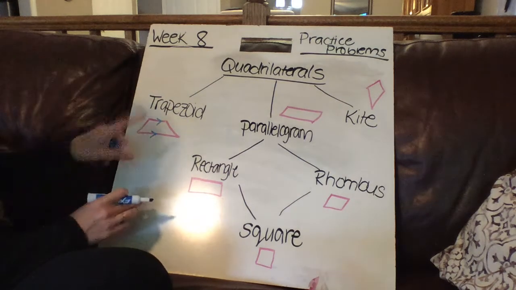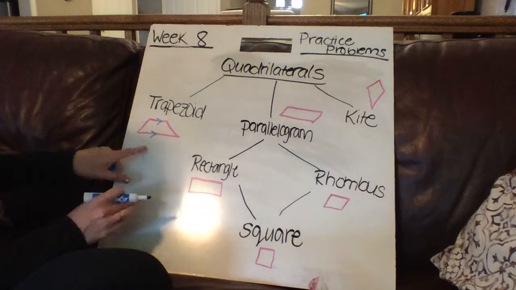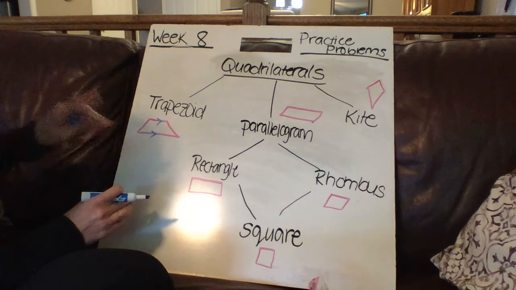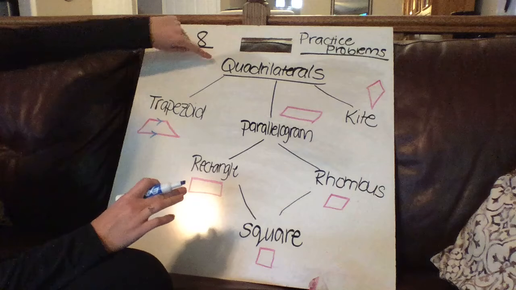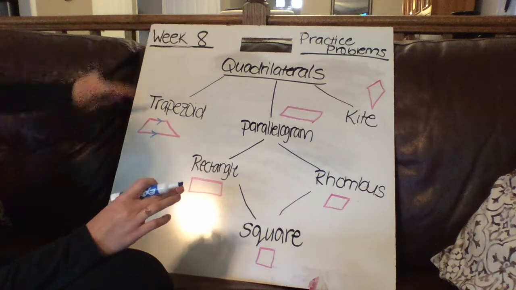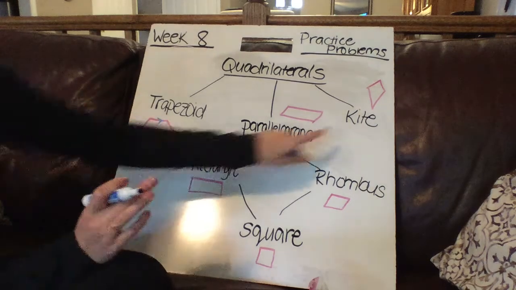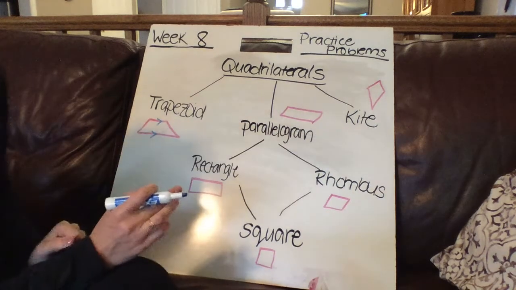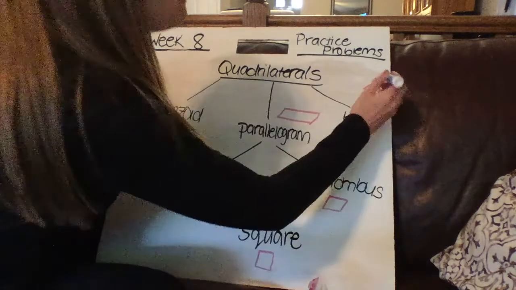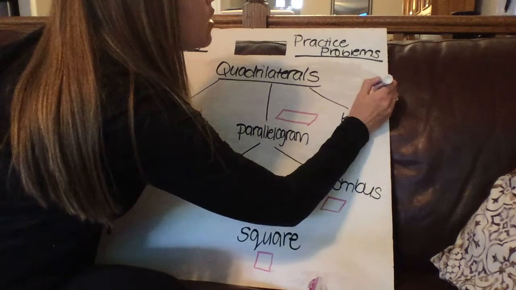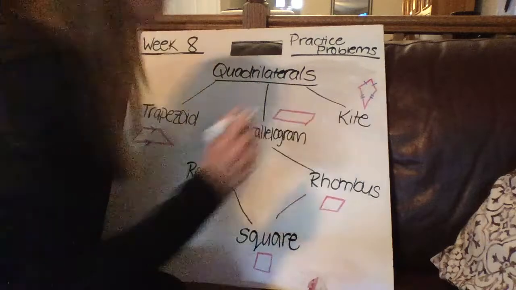So they only have one pair of parallel sides, and that's what makes it a trapezoid. A trapezoid is no other shape. A trapezoid is only considered a quadrilateral. A trapezoid is by itself. Another shape that's by itself is a kite, and you don't see this one too often in 5th grade, but a kite just means that the sides that are next to each other are equal to each other.